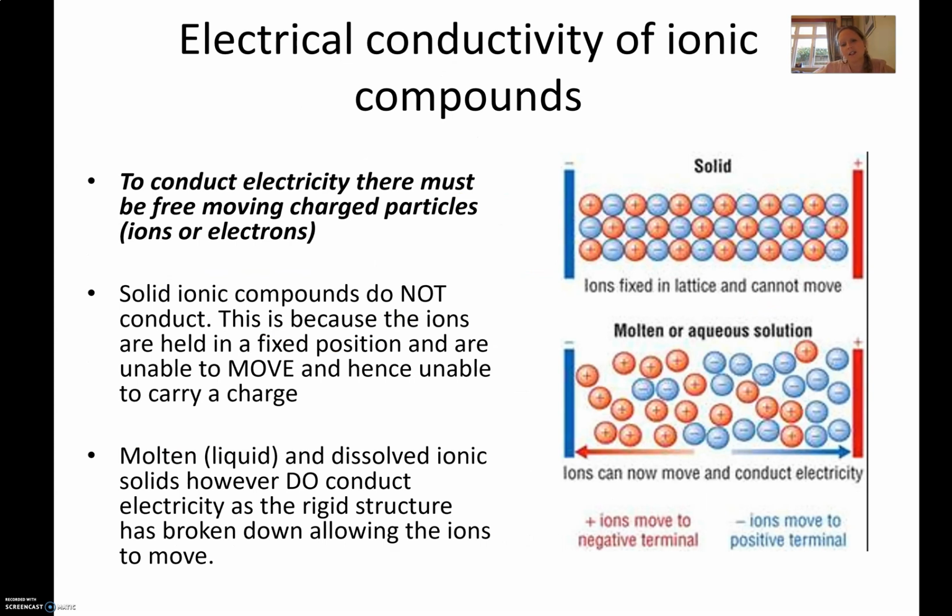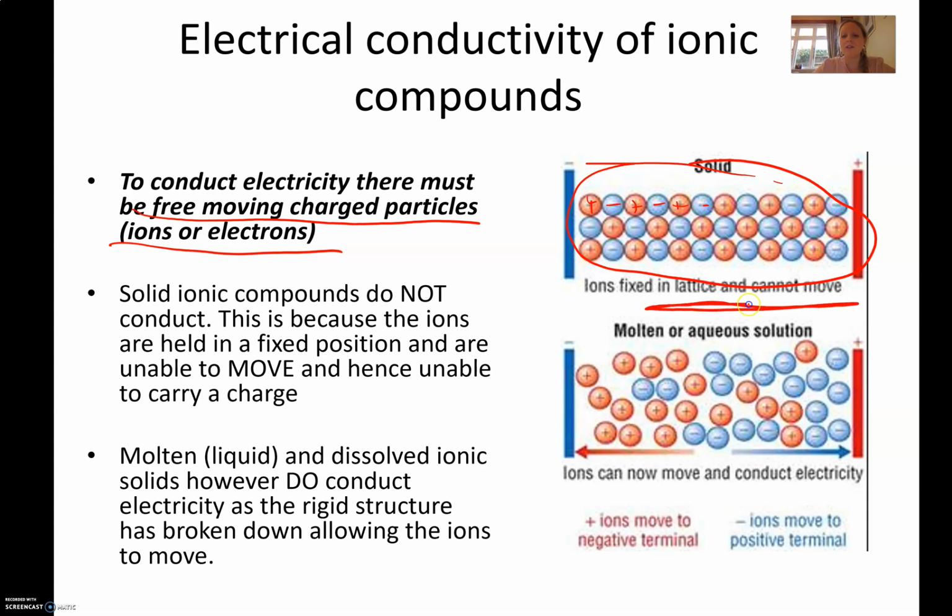So electrical conductivity. Team, we know that to conduct electricity there must be free moving charged particles, which are either ions or electrons. That's a wee parrot sentence that you're going to learn from me. So here's a solid ionic lattice. Solids cannot conduct because even though there are charged particles, all these positive and negative ions, they're in that rigid lattice and they're locked in a fixed position. That means that they cannot move.